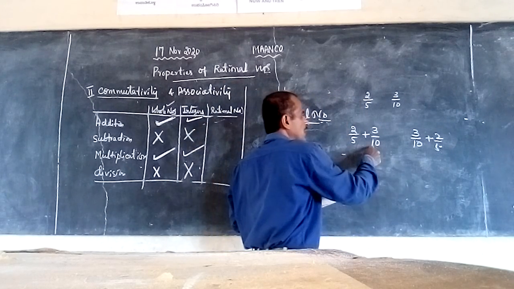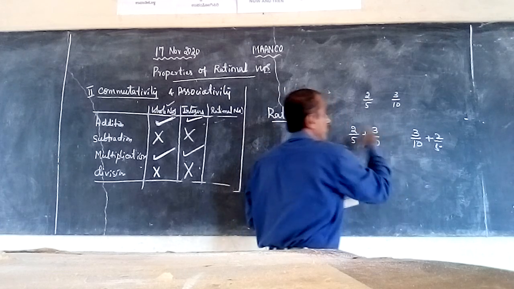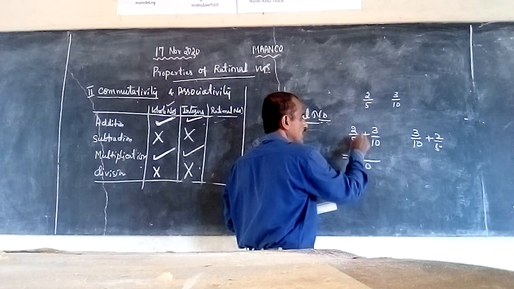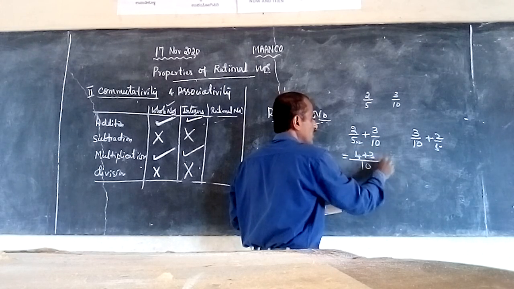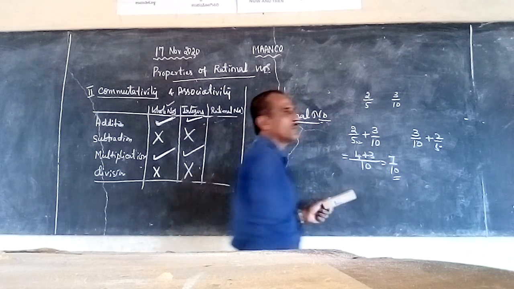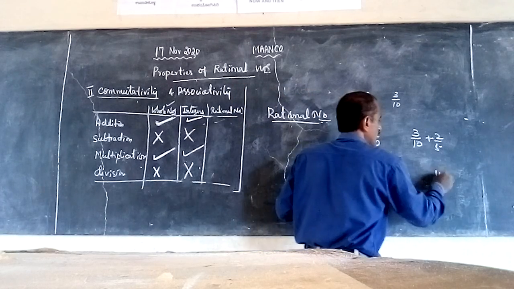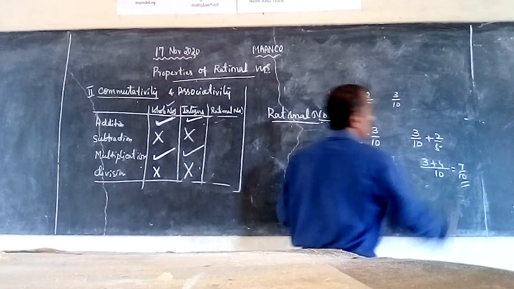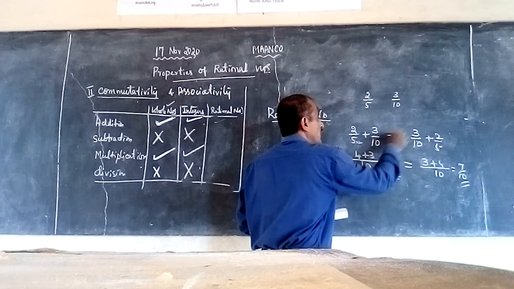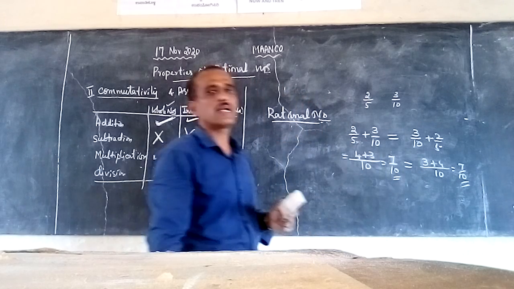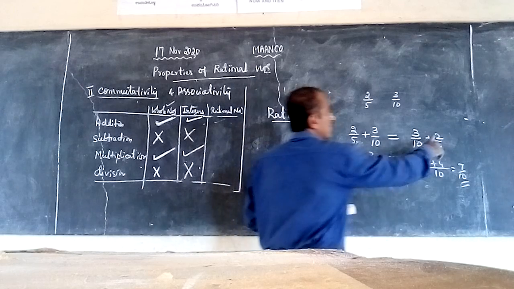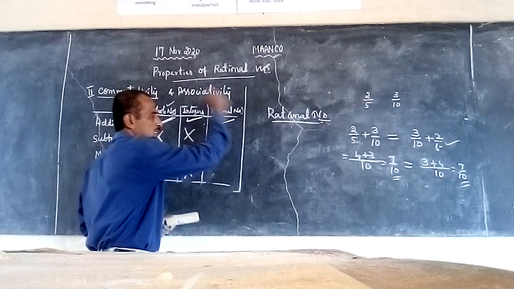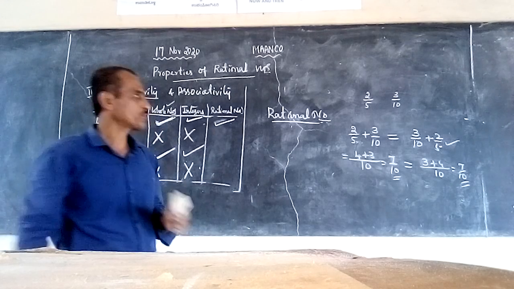See, 2 by 5 plus 3 by 10. Here, 3 by 10 plus 2 by 5. What is the answer? 10 is the LCM. So 5 twos are 10, 2 twos are 4. 4 plus 3, the answer is 7 by 10. And here also 10 is the LCM. 3 plus 4, it is also 7 by 10. 7 by 10 is equal to 7 by 10. So we can say 2 by 5 plus 3 by 10 is equal to 3 by 10 plus 2 by 5. So addition is commutative for rational numbers.